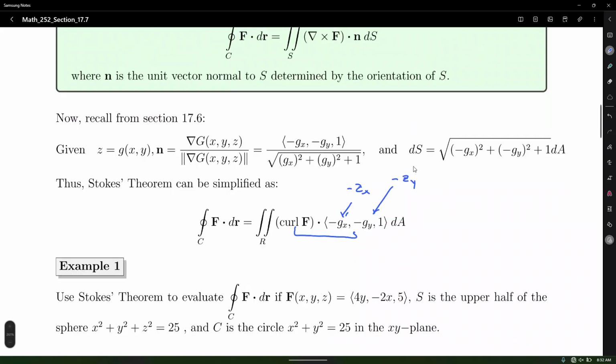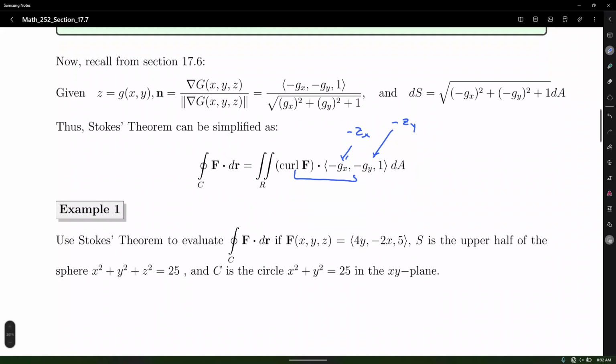Just because I think it's easier, rather than using F and G, so as not to confuse them with the ones from the force field. All right. Okay, so let's use Stokes' theorem to evaluate this line integral of F dotted with dr along C with driving force 4y, negative 2x, 5. Where, well, what's the surface? First of all, the surface is the upper half of the sphere of radius 5. And C is the circle of radius 5.